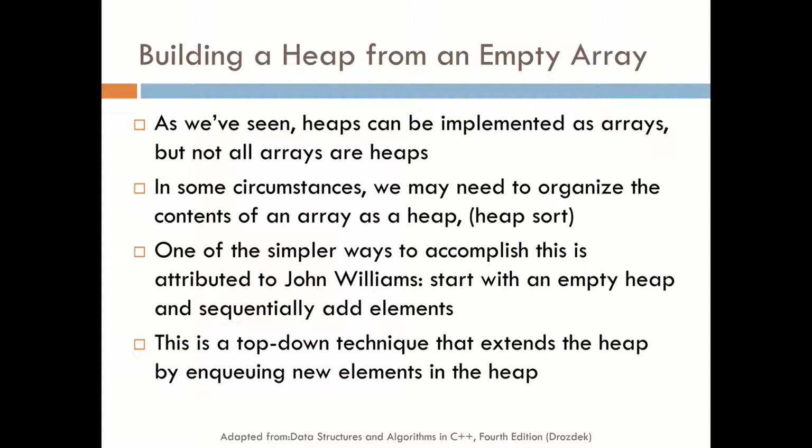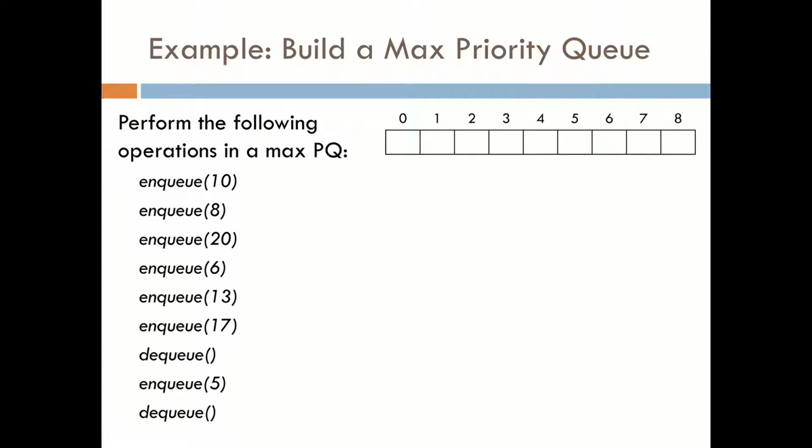The simplest way to do this is obviously to begin with an empty heap and add everything from scratch. This was proposed by John Williams, and it's attributed to him. The idea is that we'll continue to extend the heap as we add new members. So we have a sequence of operations that we want to perform on an empty heap.